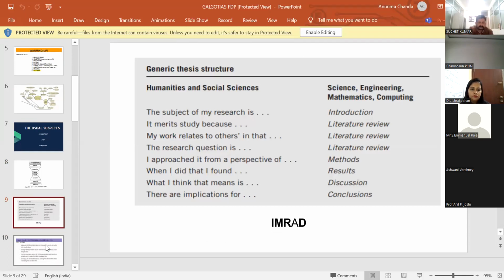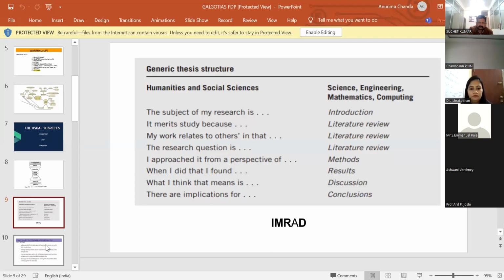And you can actually take a screenshot of this one, because these are very leading questions. These are prompts that will help you channel your own writing of your introduction. This helps me a lot. And again, I have taken this from Murray's book, How to Write a Thesis. What she does is divide it into humanities and social sciences, and science and engineering, because the vocabulary that we use for the same component of writing would be a little different. So you begin with: the subject of my research is.